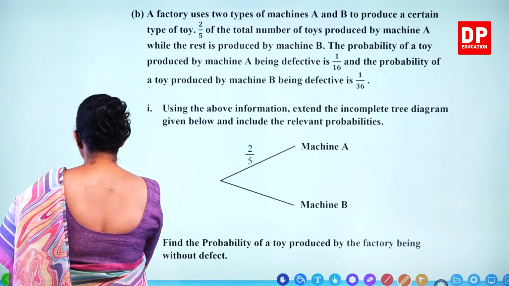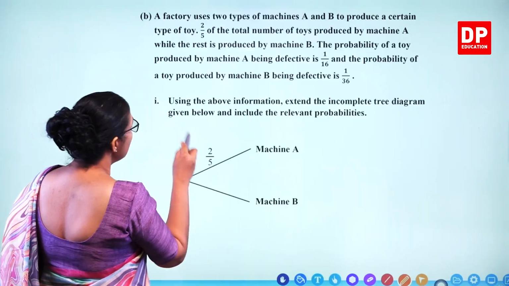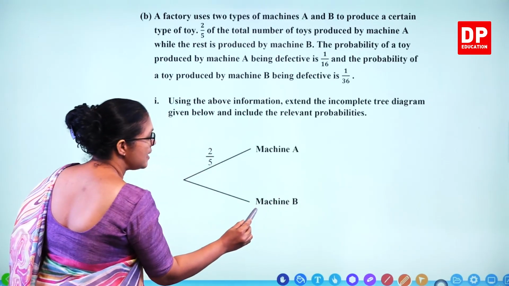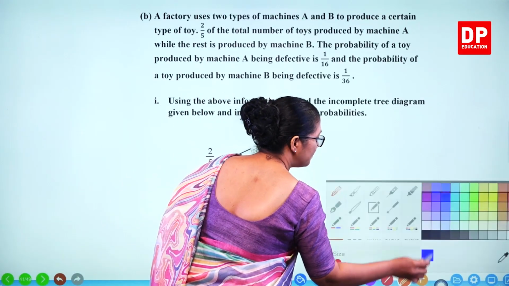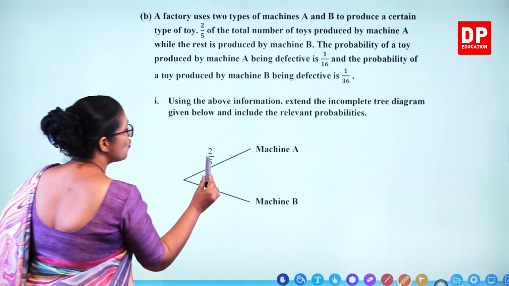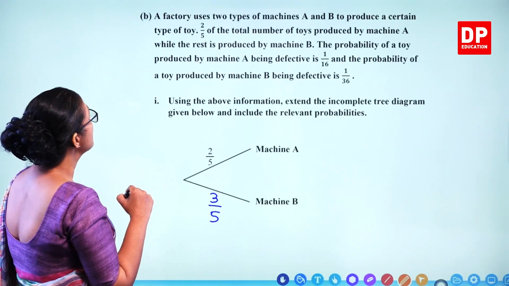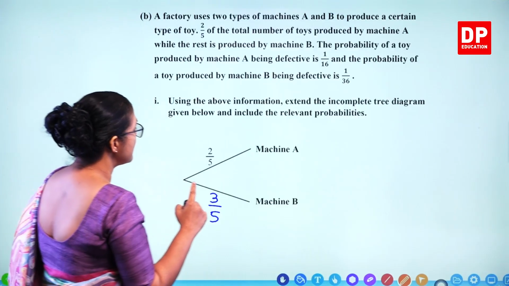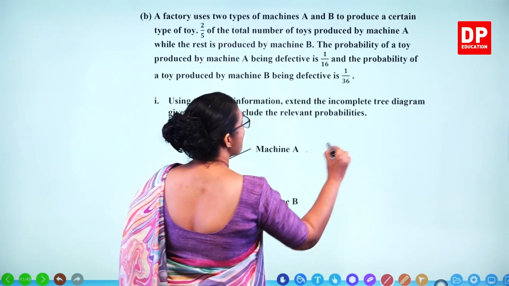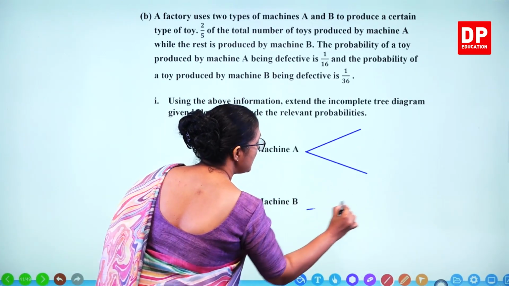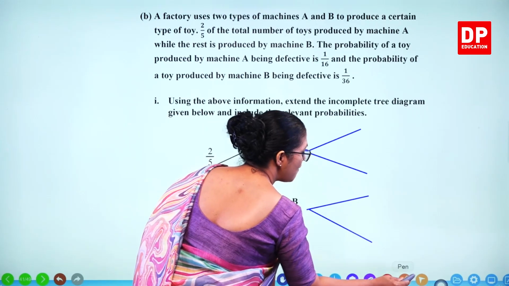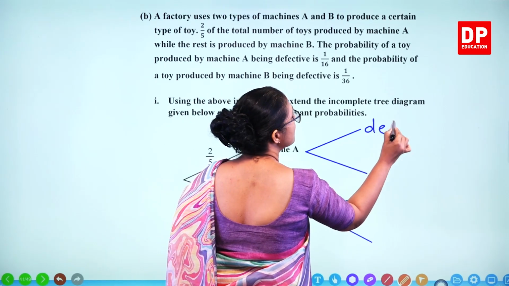Let's do that. You can first find out the probability for machine B. If it's 2/5, what's the value here? This is 3/5. And you can extend this. So what are the 2 possibilities? You can get a defective or not defective.